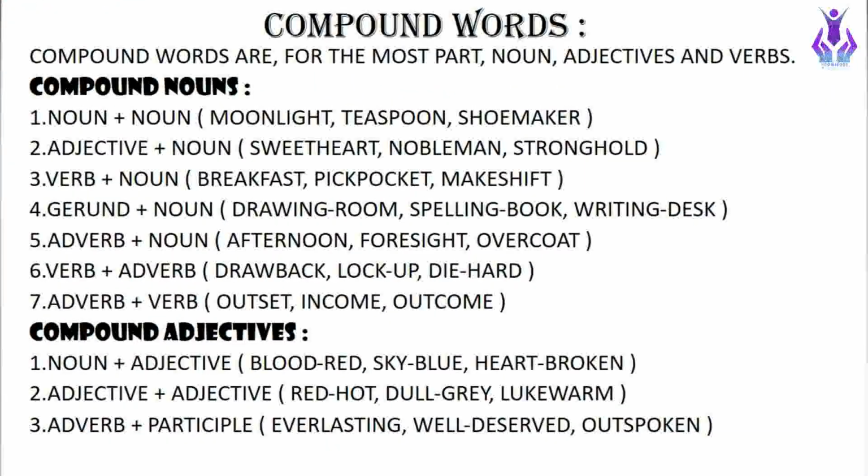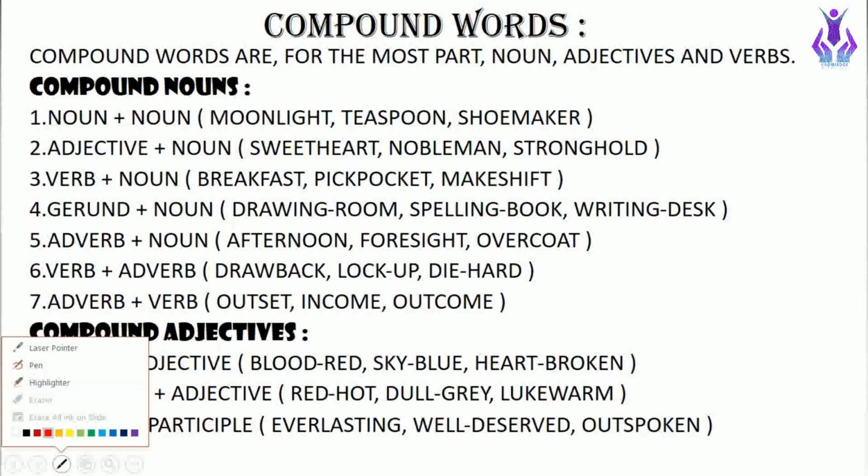So starting with compound words. Compound words are for the most part nouns, adjectives and verbs. So there are three types of compound words: compound nouns, compound adjectives and compound verbs. A compound noun can be formed by the addition of noun and noun, adjective and noun, verb and noun, gerund and noun, adverb and noun, verb and adverb, and adverb and verb.